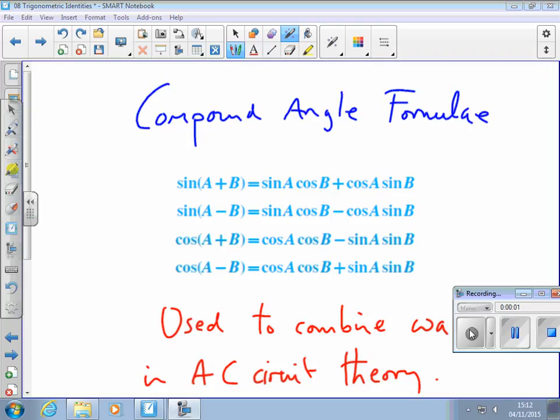So these compound angle formulae, let's just have a look at them for a second. We're not going to worry about proving them, but let's look at them and see if they make sense. Just make sure we can use them, in other words. So let's look at this first one.